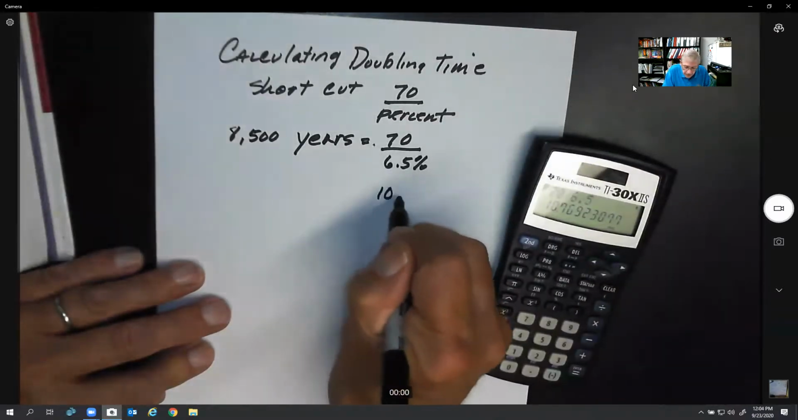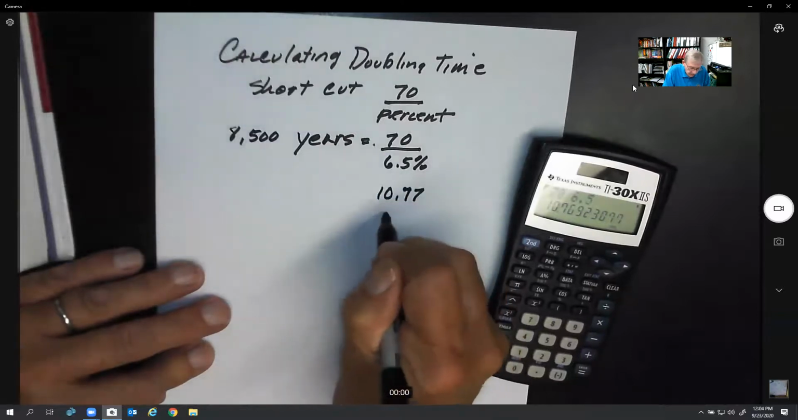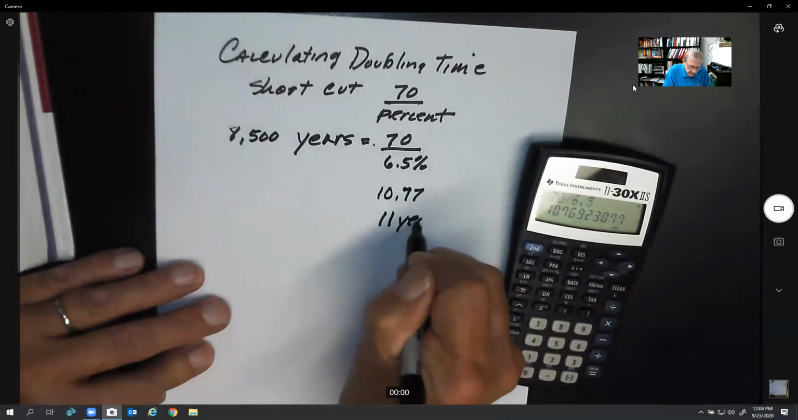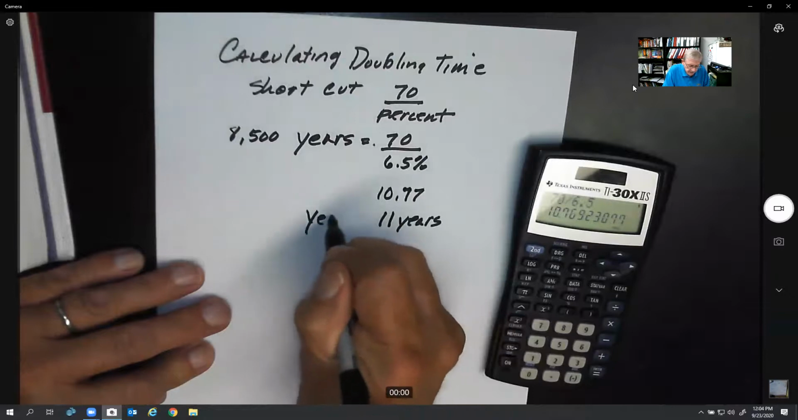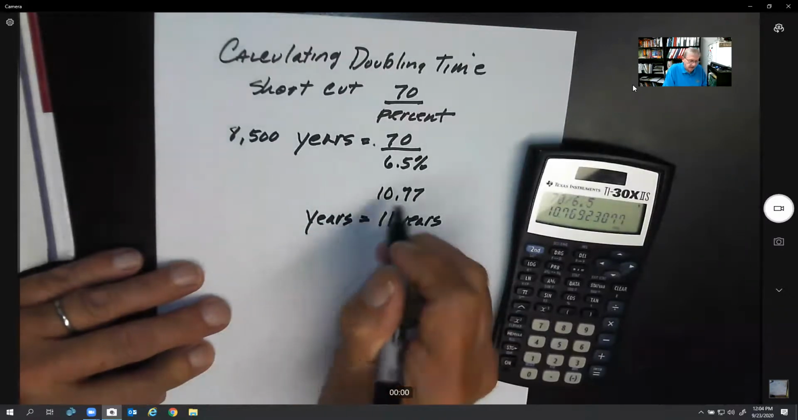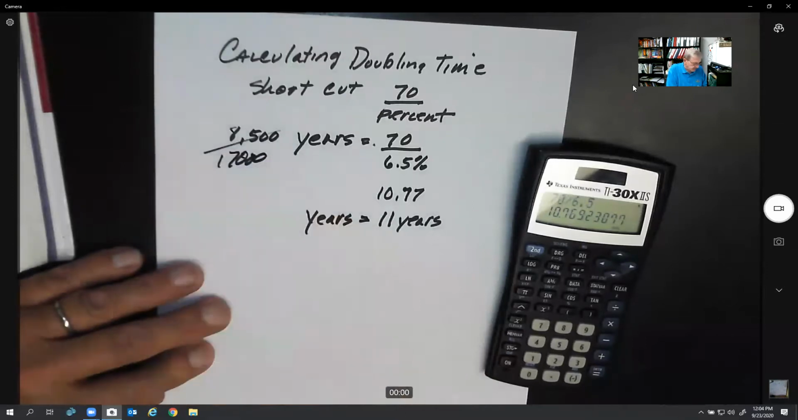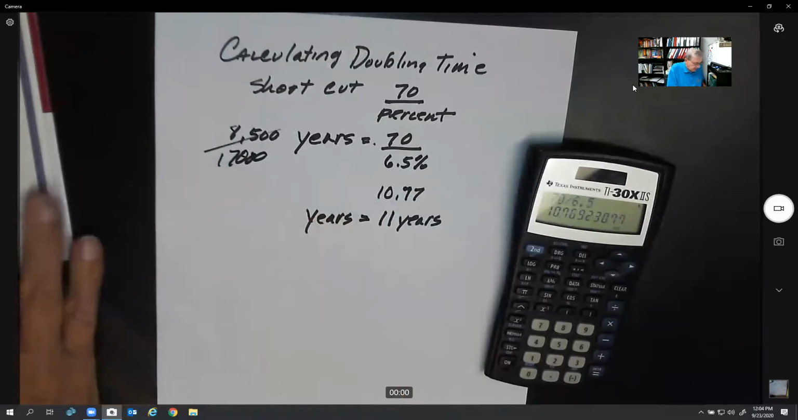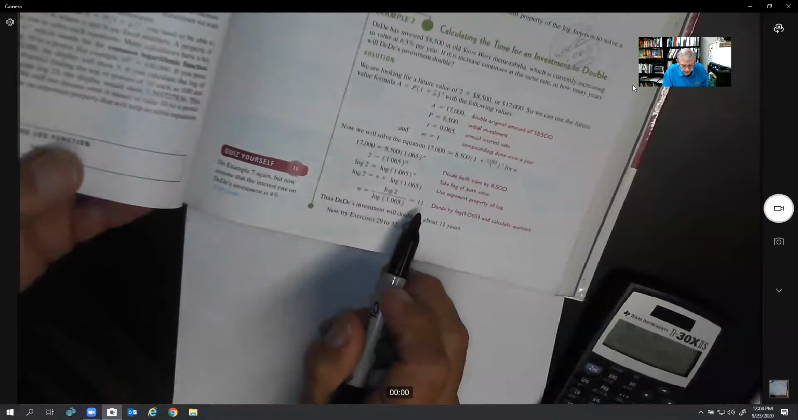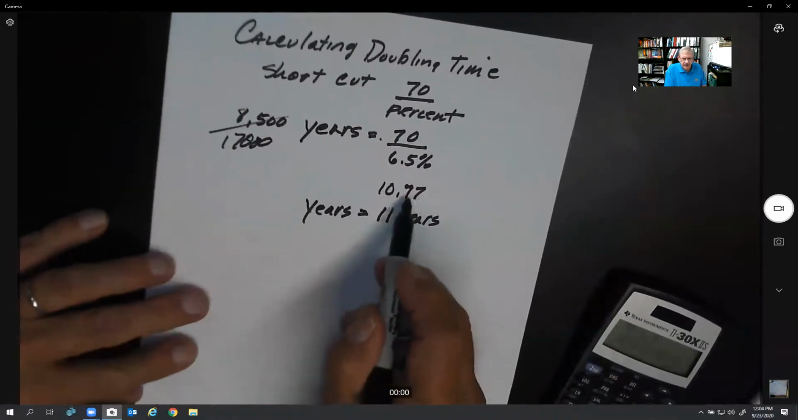About 10.7 years, or roughly 11 years, maybe a little less than 11 years, your investment, you should have $17,000 now. This stuff should be worth that if it continues. Now, if you take a look at the way the book did it, what did they come up with? 11 years. In fact, this is probably a little bit, well, I don't know if it's more accurate, but it's pretty close.